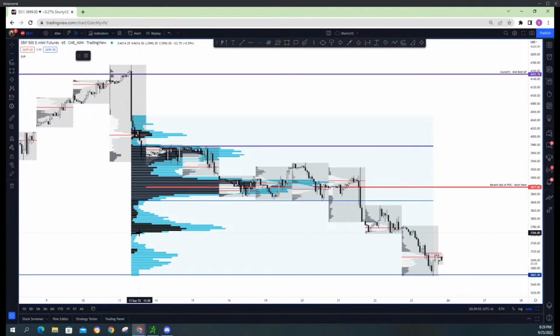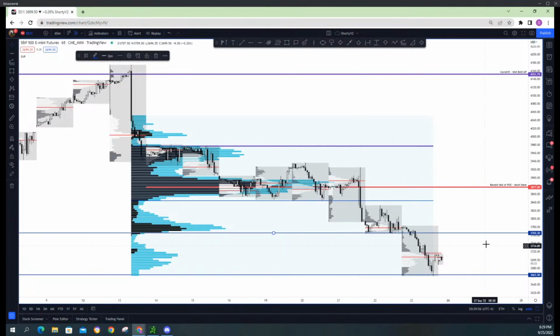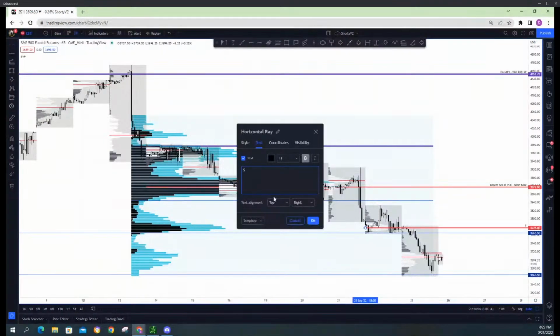You cannot ignore this shelf that's kind of sitting right here in your face. This is also a good short in case we see any weakness. The 3765 would be good. And if you guys see here, there's a nice little POC here, this is September 21st POC. So we'll just make this one a little bit smaller.